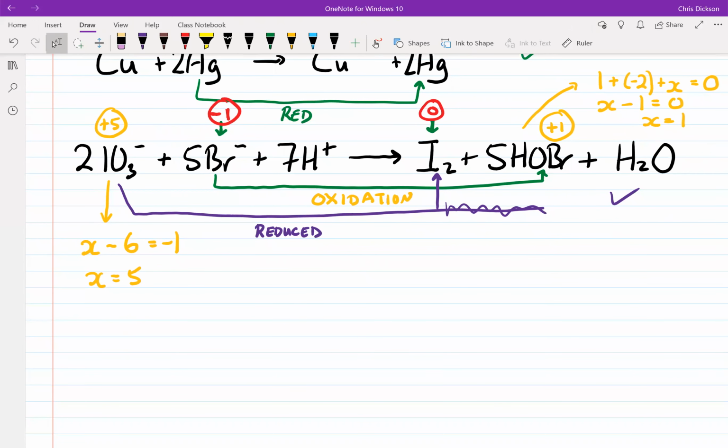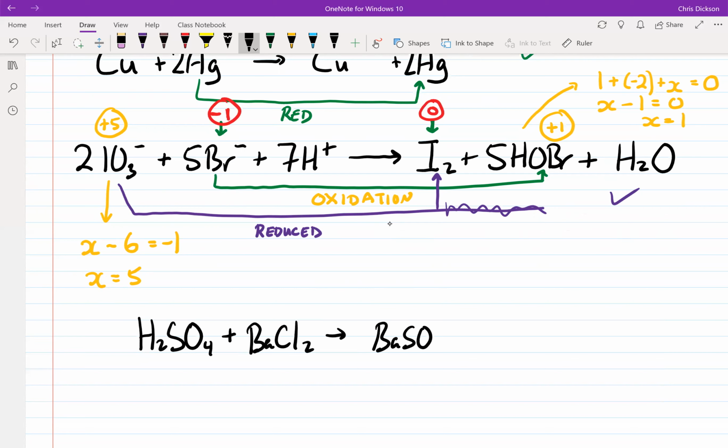one more example of this kind right here. Okay, so let's take a look at H2SO4 reacting with barium chloride, and you're told this forms barium sulfate and HCl.